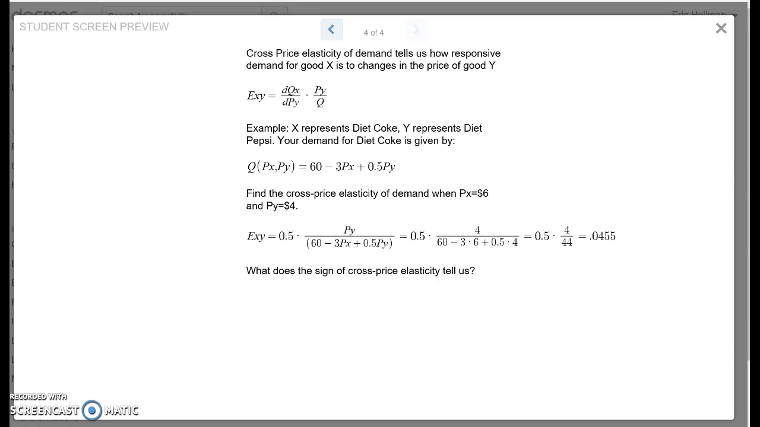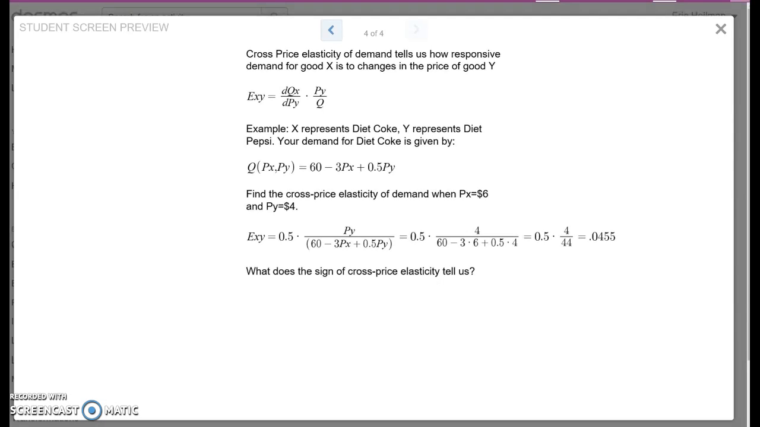Okay, so this is a lot of the work that we did on the previous slide. So the sign of cross-price elasticity, I'm going to let you go ahead and put in what you think the sign of this will tell us. Okay, so again, when we were looking at the formula for elasticity, the price of the other good y is always going to be positive. Our quantity demanded is going to be positive. So again, the sign of cross-price elasticity comes down to the sign of the derivative. This is the definition of whether the two goods are substitutes or complements.